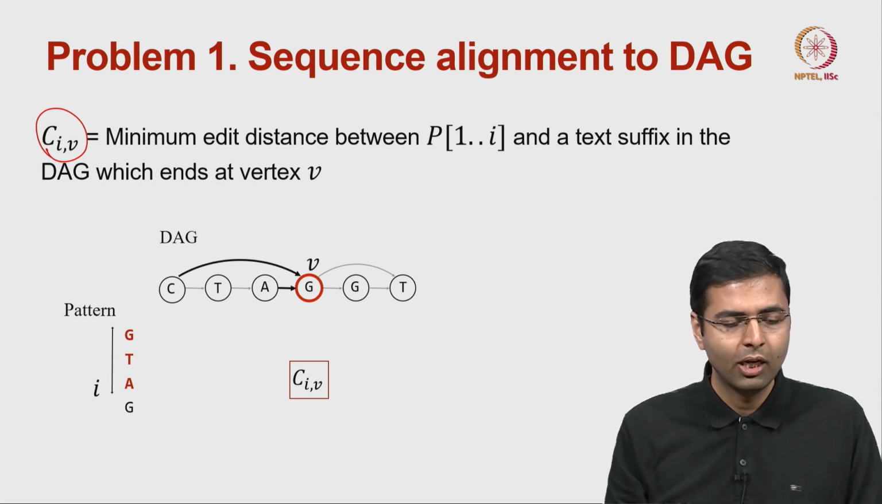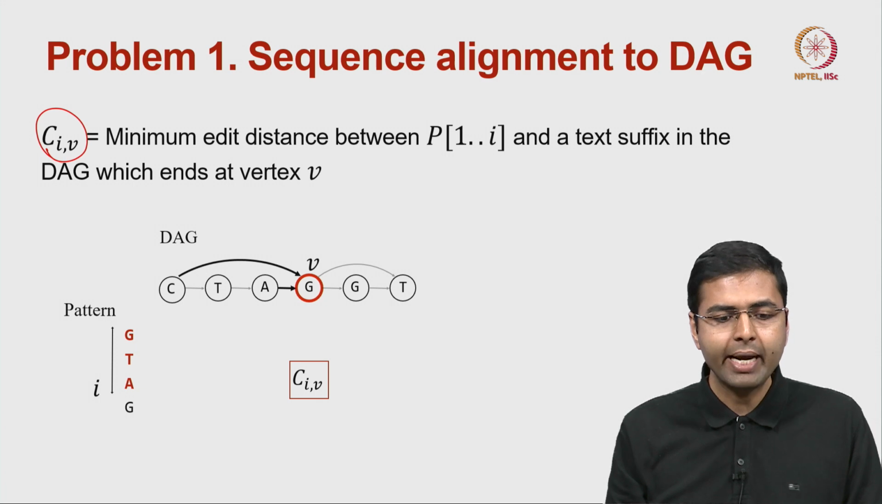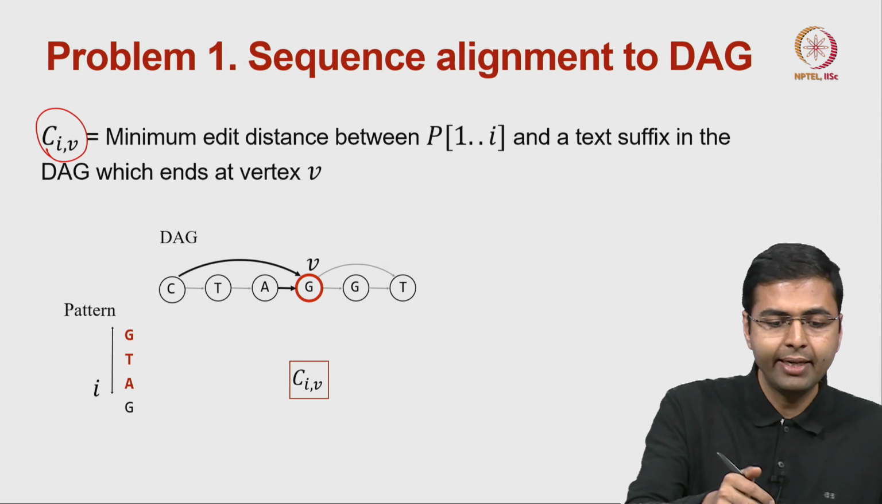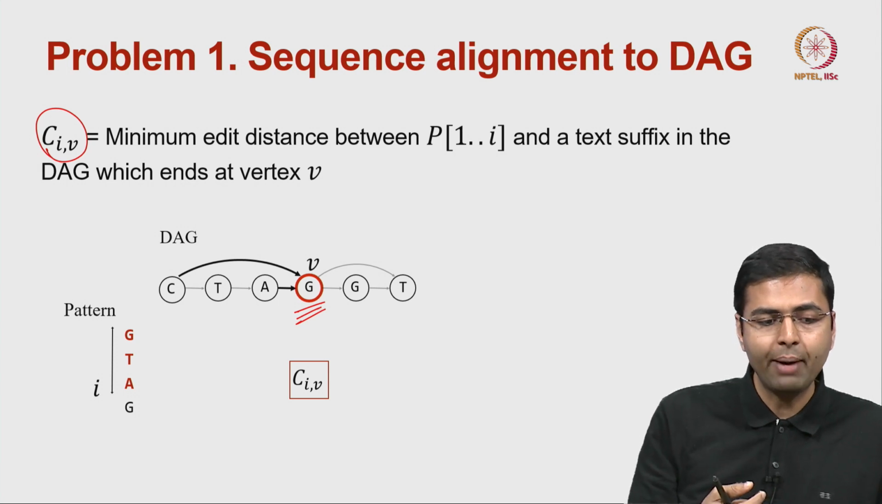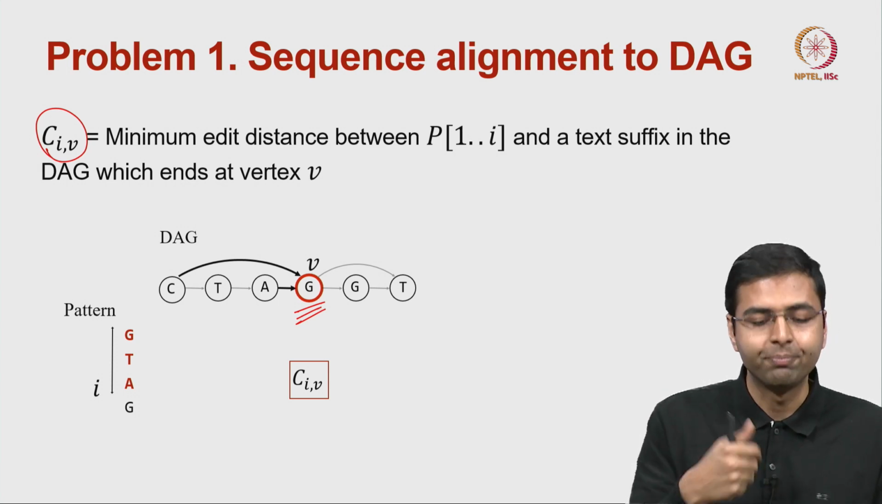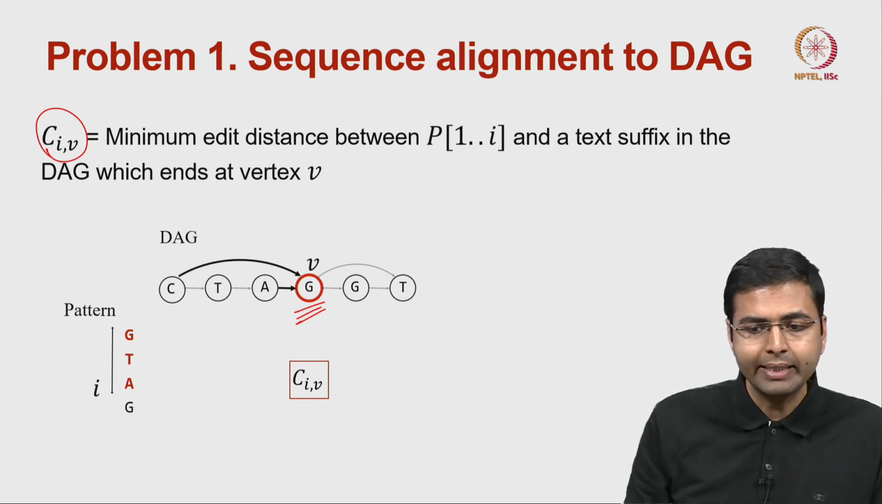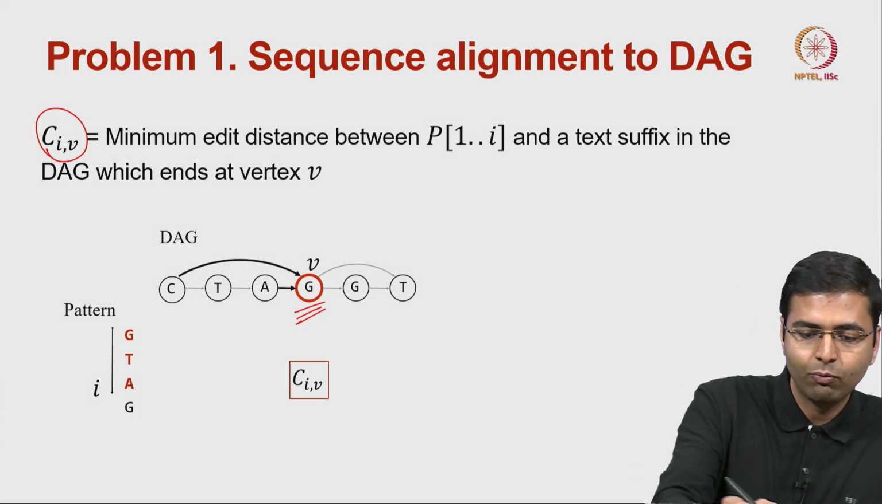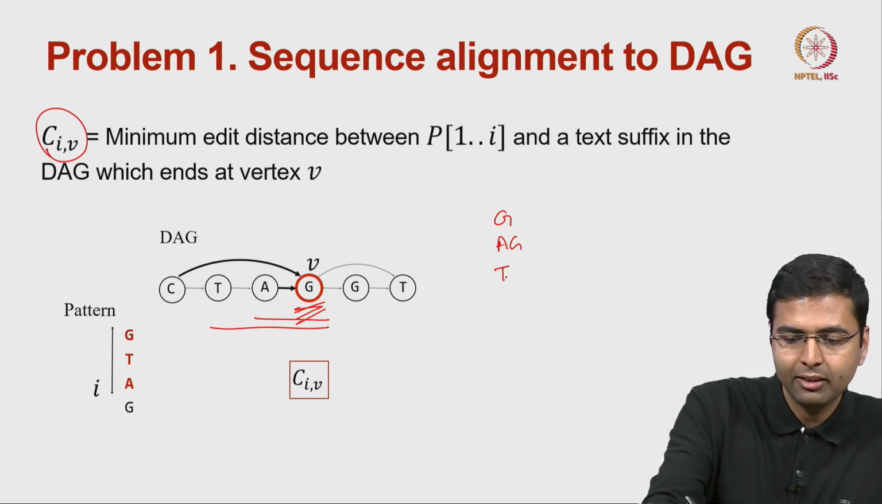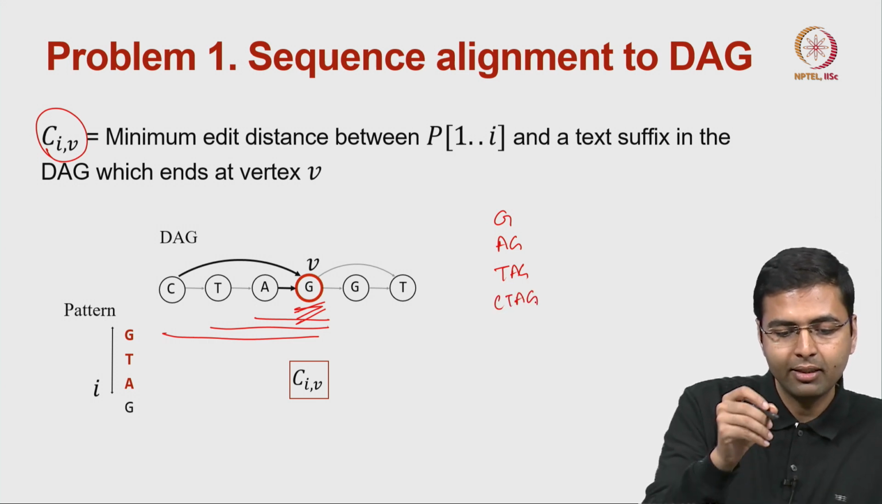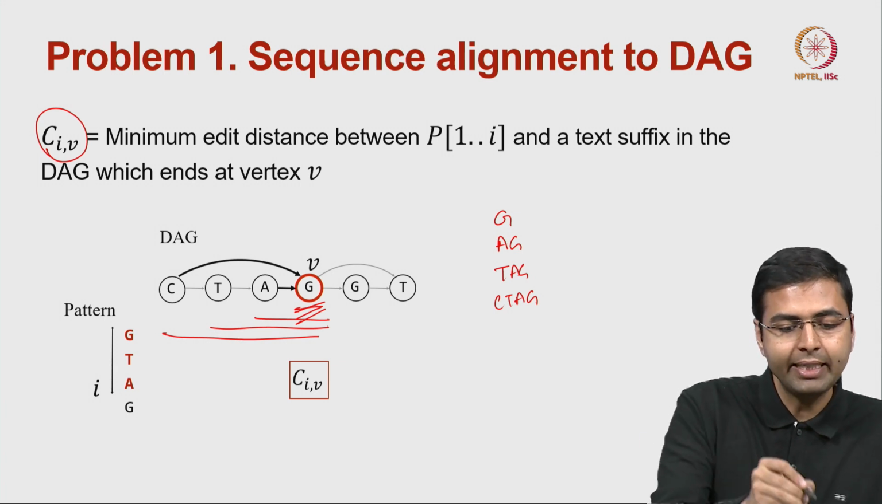Now we will define the notation C[i,v], where C[i,v] denotes the minimum edit distance between the prefix of the pattern and a text suffix in the DAG which ends at vertex v. So we are considering all text suffixes in the DAG which end at a specific vertex v, and that is how I am defining my subproblem and computing this value C[i,v]. So what text suffixes end at vertex v? Well, one suffix is G itself, then another suffix is AG, another suffix is TAG, and then another suffix is CTAG, because there is a path from A to G, then a path from T to A to G, and then there is a path CTAG in the graph.